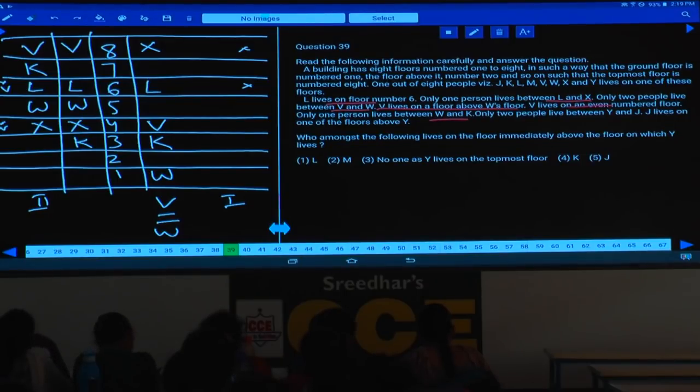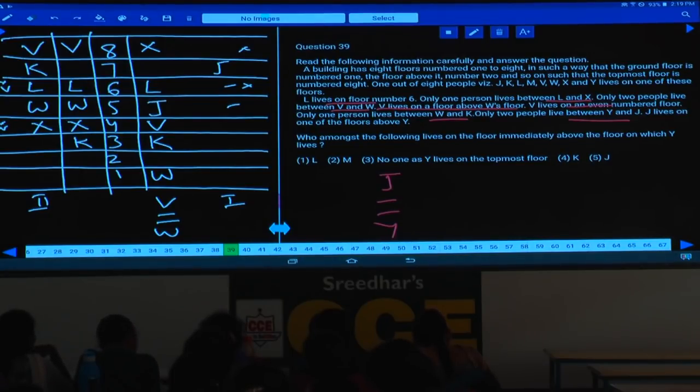Then the next information. Only two people between Y and J. Between Y and J, how many persons are there? There must be exactly two. And J lives on one of the floors above Y. Hence, J blank blank and Y must be the possibility. Now, can you take J at this place? If J is here, 1, 2, Y must be in the place of V, which is not possible. Hence, J cannot be on the 7th floor.